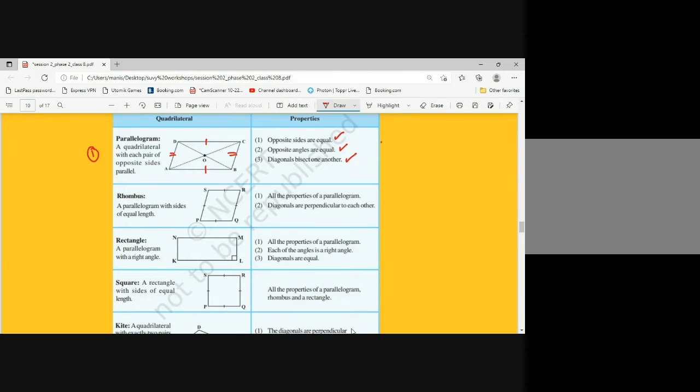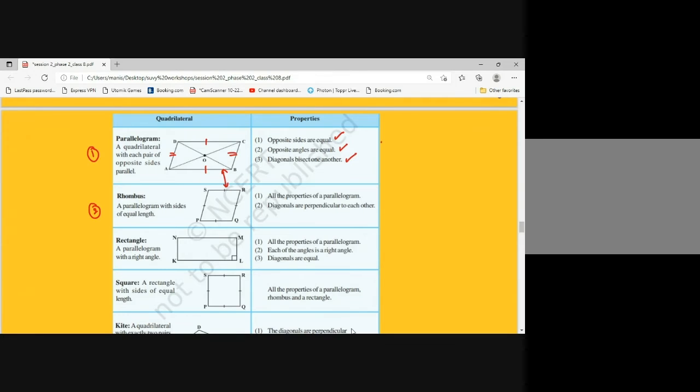Second is the rhombus. When you're talking about the rhombus, all sides are equal. Opposite sides are equal, opposite angles are also equal, because it just looks like a parallelogram. In this, all sides are equal basically. So it contains all the properties of a parallelogram. It means you can say in this part, diagonals of a rhombus are perpendicular bisectors of each other.